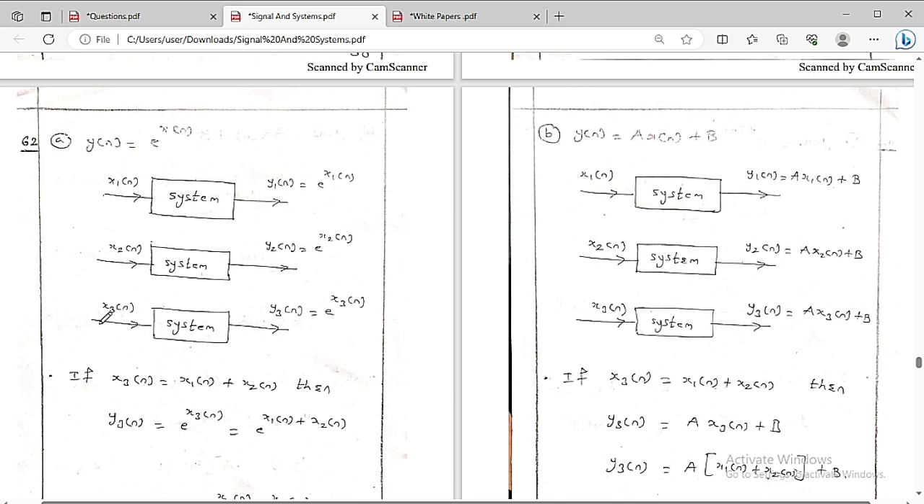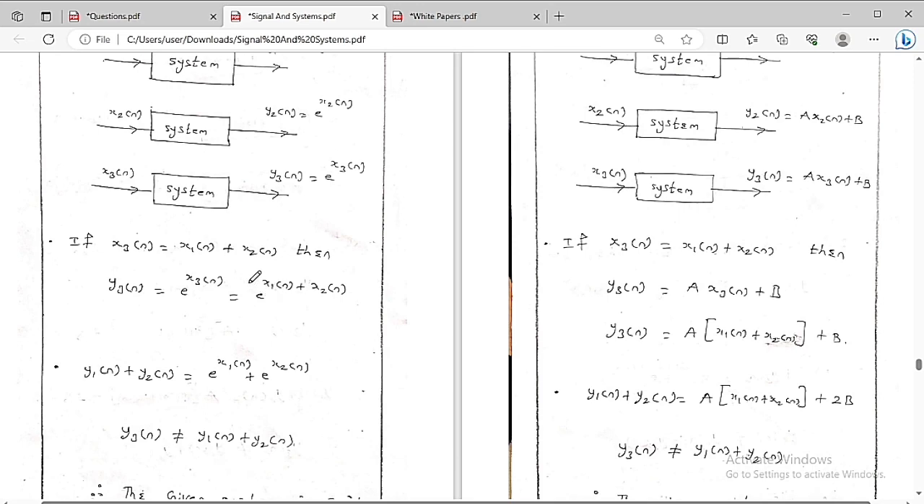Suppose this new input is a summation of the two previous inputs, then what is the corresponding output that I want to figure out? If x3 of n is equal to x1 of n plus x2 of n, then what is the expression of the output y3 of n? So y3 of n is nothing but e to the power of x3 of n. In place of x3 of n, I have substituted x1 of n plus x2 of n.